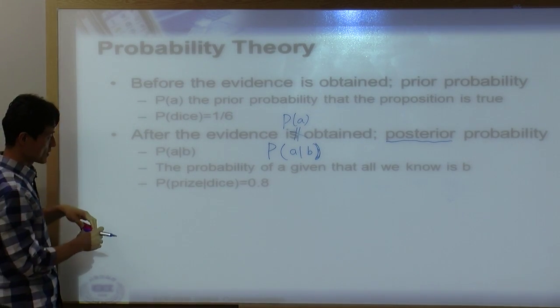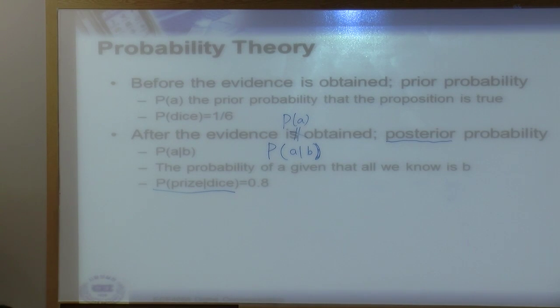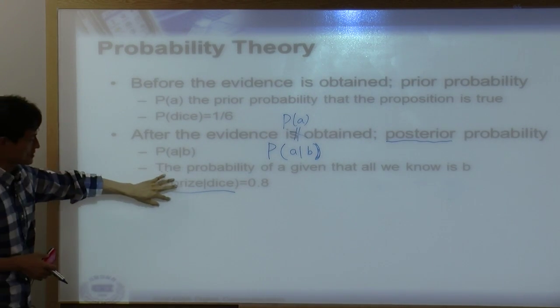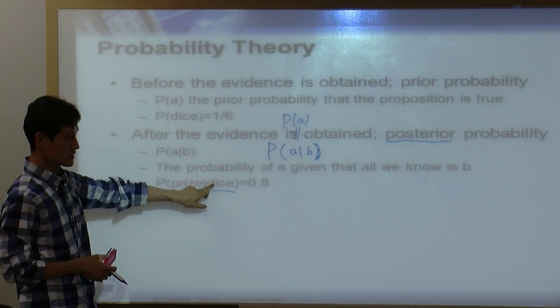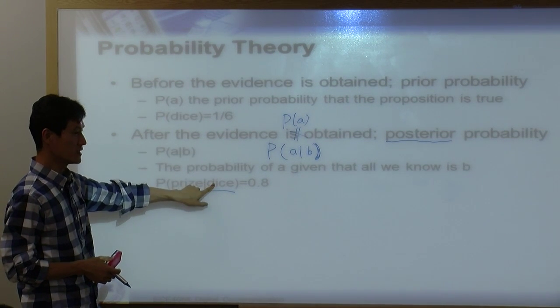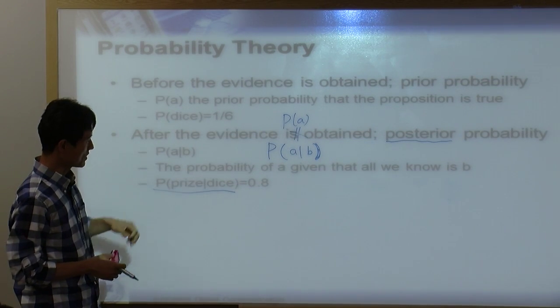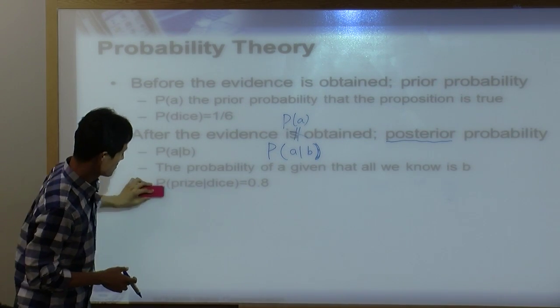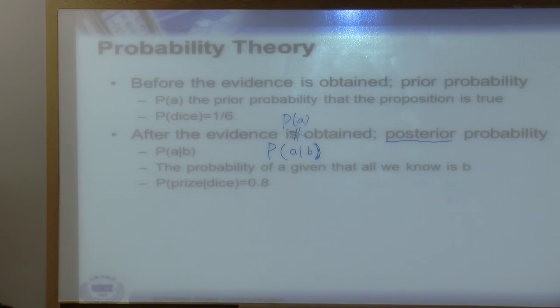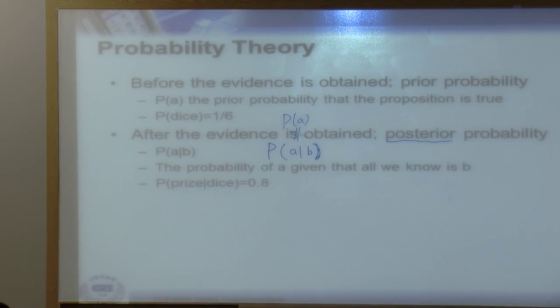For example, this one actually means that when you throw a dice, depending on what value you have in dice, you may have a different price. So that's what they mean. But I think this is not a very good example. But we're going to see this posterior probability many times.